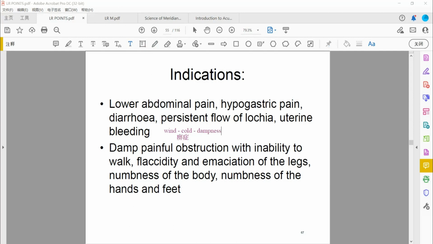Together. When cold and dampness are together, those pathogens invade the body, invade the joints. So the patient will have painful obstruction, Bi syndrome. And if the dampness is dominant, we will call it a damp painful obstruction.